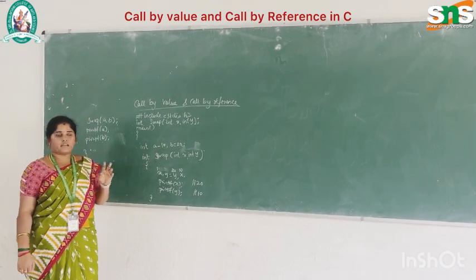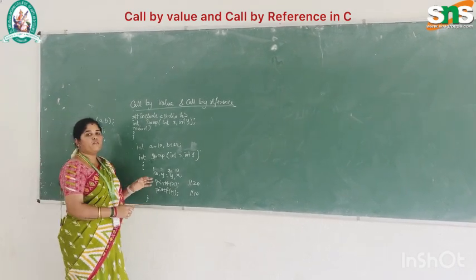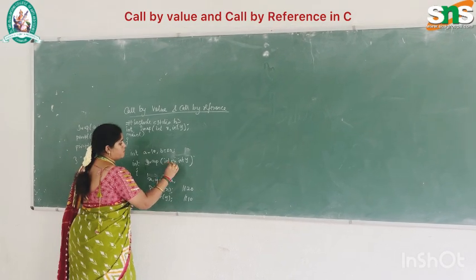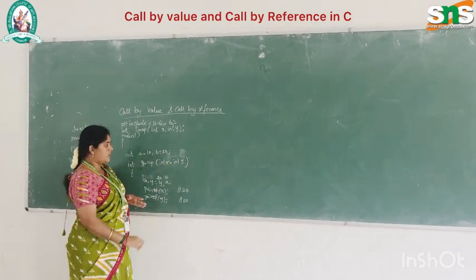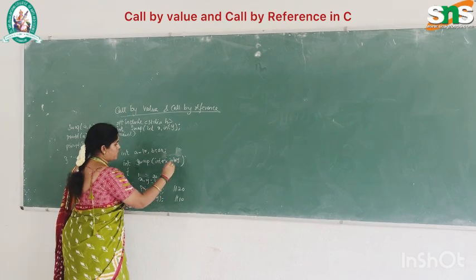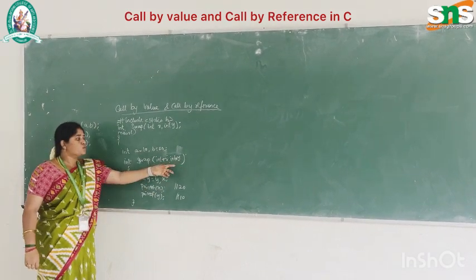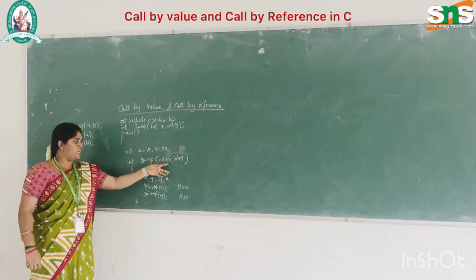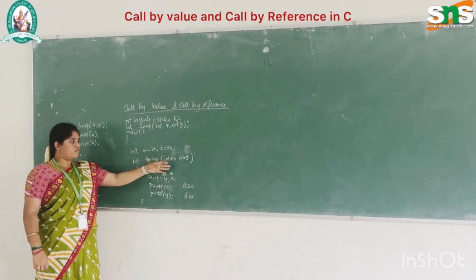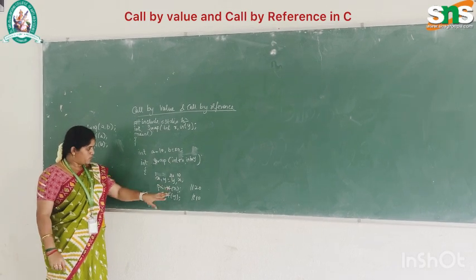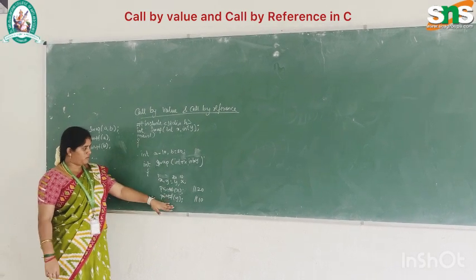In creating the function, we have used the type called pointers. A pointer is represented by the asterisk symbol. Here it is int star x and int star y. What it will do is get the address of the concerned variable, not the value. The rest is all the same here.